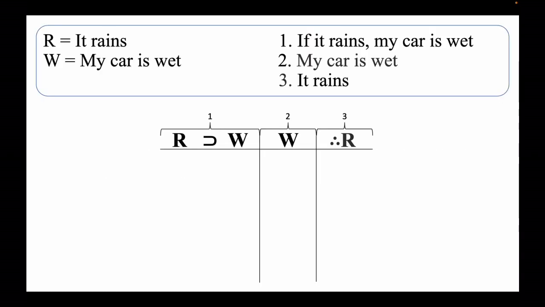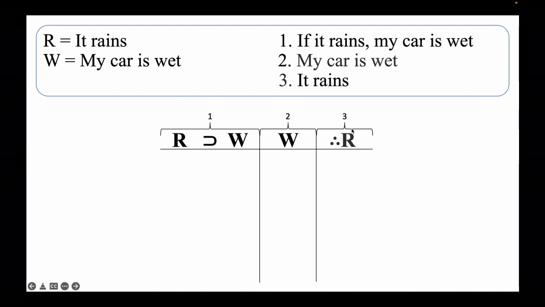So when we constructed traditional truth tables, if you recall, we were looking for precisely that pattern: a combination of truth values where the premises are true and the conclusion false. So, a quick review of traditional tables. I used this argument in my previous video. If it rains, my car is wet. My car is wet, therefore it rains.